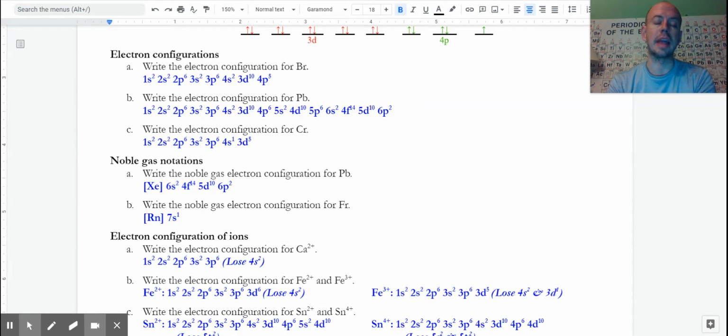When you're using the noble gas notation, you need to find your element on the periodic table. Lead's just over this shoulder right here. Then go up a row, and when you go all the way to the end, you'll find the noble gas there at the end of that row. In this case, it's xenon.